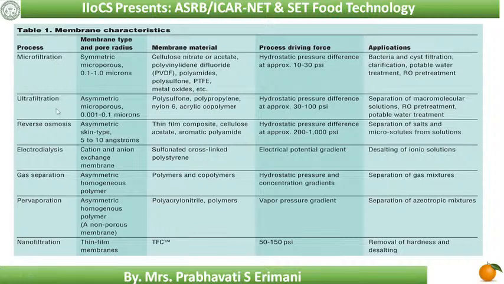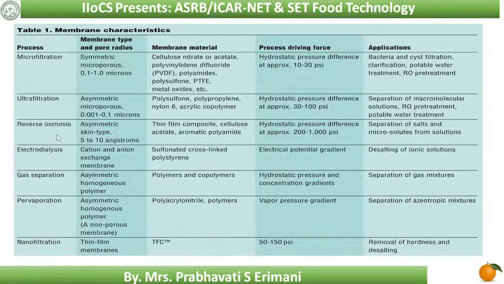In ultrafiltration, the membrane type is asymmetric microporous, and the size is 0.001 to 0.1 microns. The membrane material is polysulfone, polypropylene, nylon 6, and acrylic copolymer. The driving force is a hydrostatic pressure difference of approximately 30 to 100 psi, and the applications are separation of macromolecular solutions and reverse osmosis pre-treatment, as already shown in the picture.